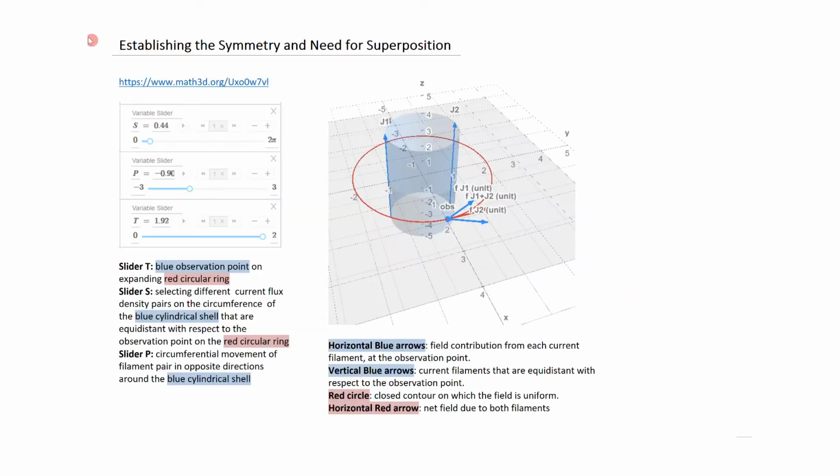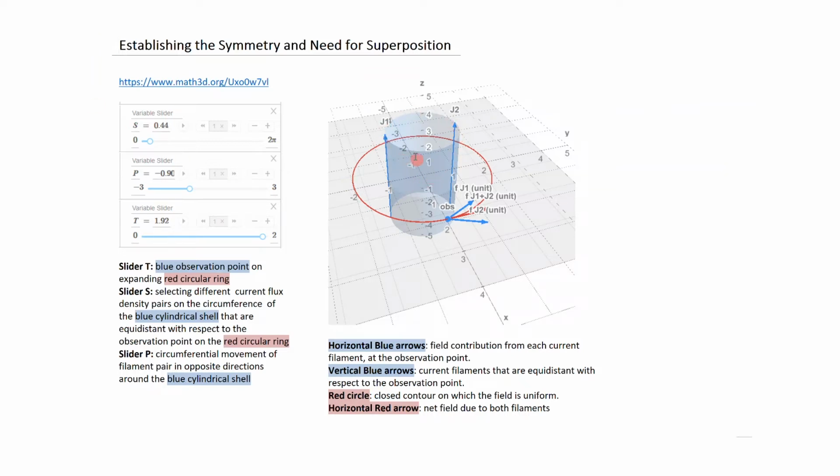All right, so the first part of the solution to the problem is to establish the symmetry and also the need for superposition. What I have here is an interactive simulation to help you understand the symmetry and to get some sense as to what the field direction would be and what the field magnitude depends on in terms of coordinate variables. So let's go through what this diagram represents.